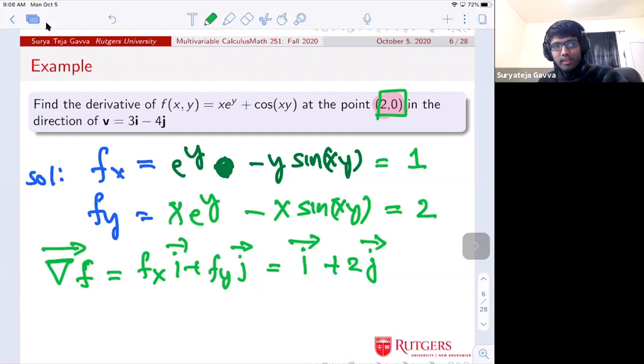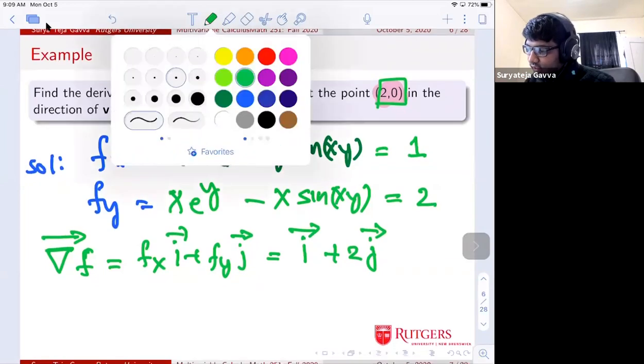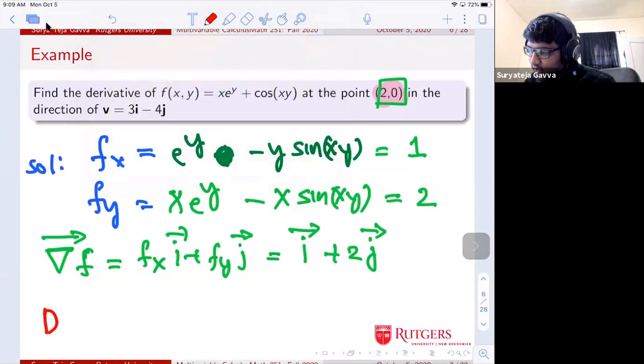Okay, so if you take just the data of the partial derivatives, you have two numbers. But if you put them together and make a vector out of it, that vector is called a gradient vector. That's all, there's nothing much. But the nice thing about that vector is that if you want to compute the derivative of f along some different axis, you can use this vector to compute the derivative.